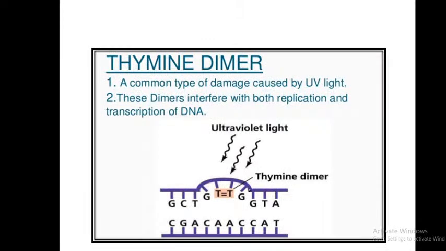This is also very important. Biological effects of ionizing radiations. Ionizing radiation is a common type of damage caused by UV light, for example UV light in the presence of ionizing radiation.